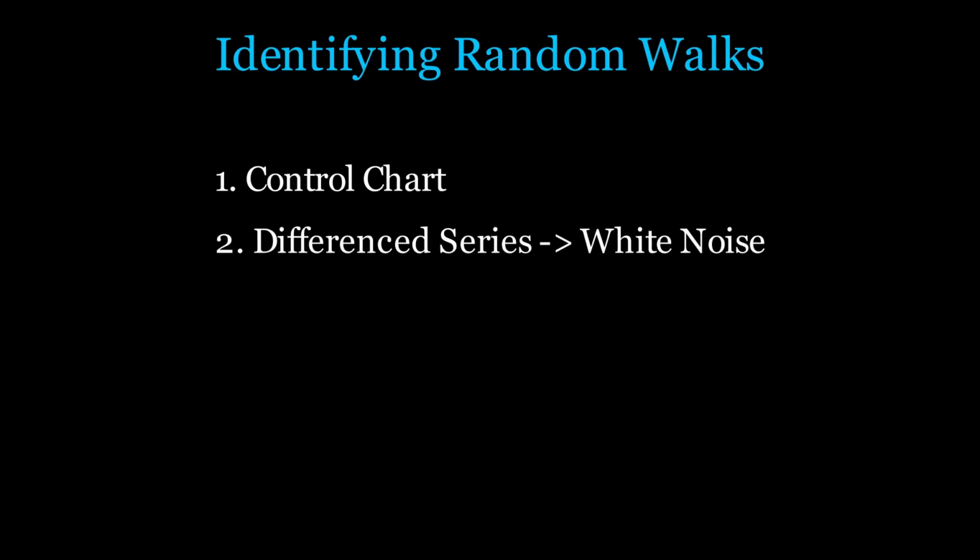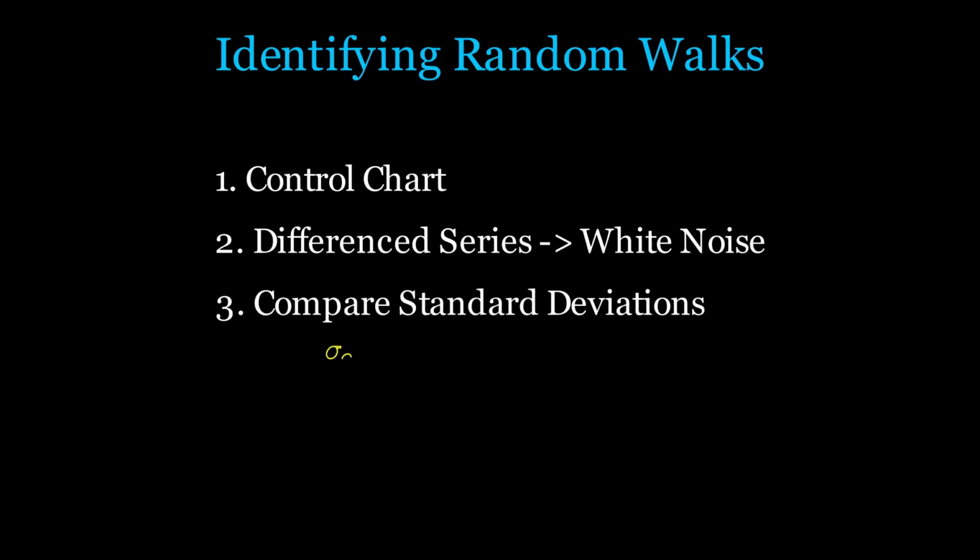So how do we spot a random walk model? Based on the source reading, there are 3 ways to do it. First, use a control chart to detect patterns such as a linear trend over time or increasing variability. Second, if it is a random walk, differencing the series should give you white noise. Use a control chart on the differenced series to detect patterns.